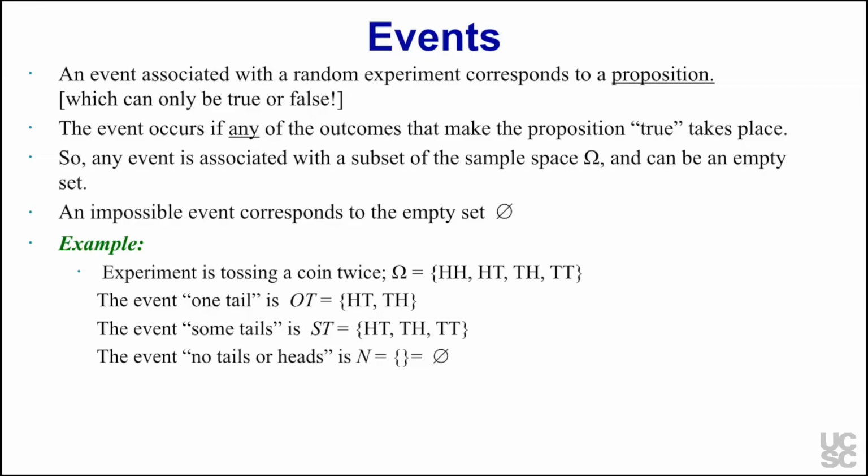Examples of events: if we have the experiment consisting of tossing a coin twice, so omega goes from 2 heads to 2 tails, the event consisting of observing one tail has 2 outcomes, head tails and tail heads. The event of observing some tails can consist of the outcomes head tails, tail heads, and 2 tails. And the event consisting of no tails or heads is the empty set. It's impossible because something has to happen in our random experiment. We have to have one of these 4 outcomes.